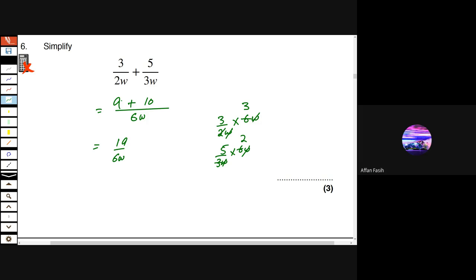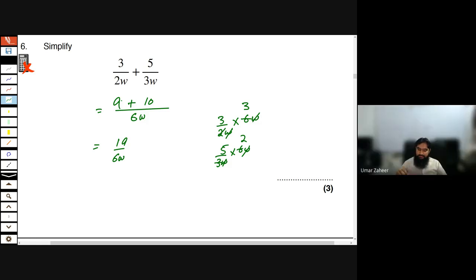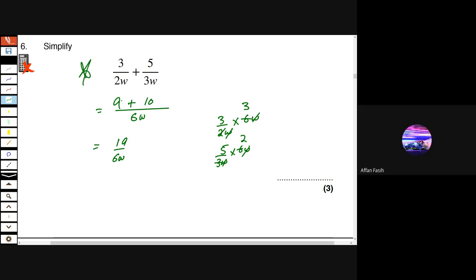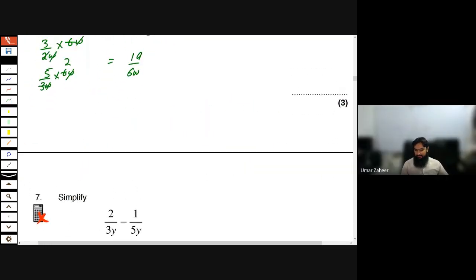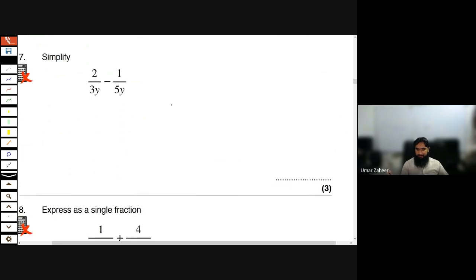Sir, can you give another example? I still don't quite understand the question. Example for this type of question. Yes. Maybe the next question will be the same type. Yeah, the next will be the same type.